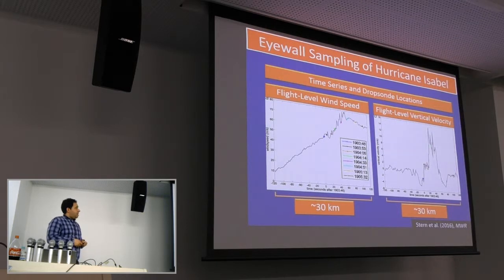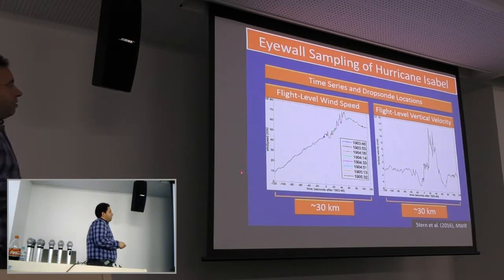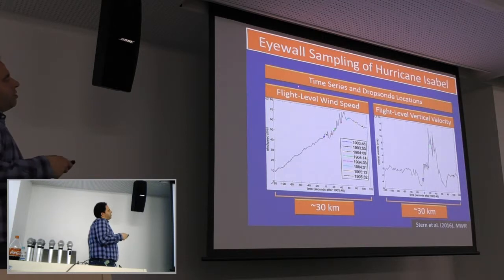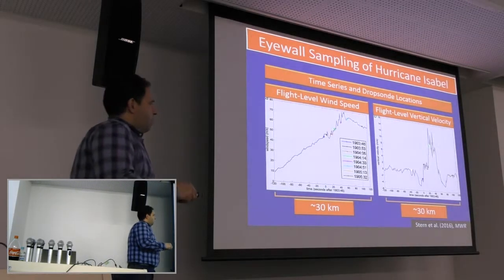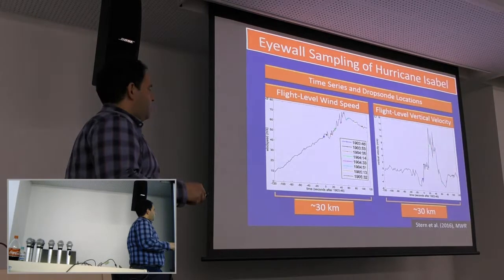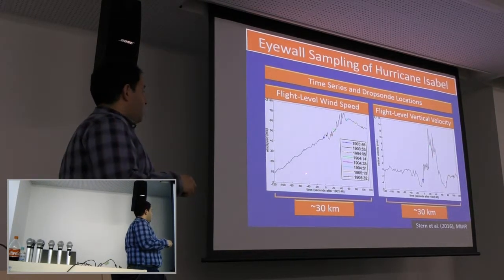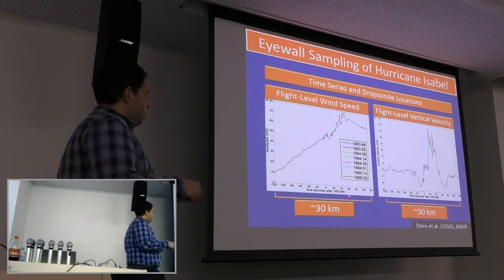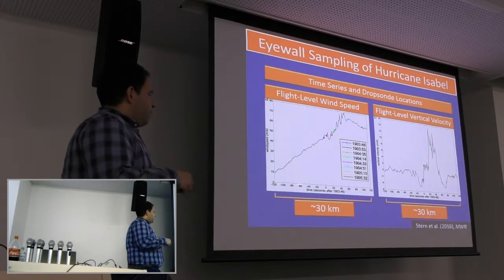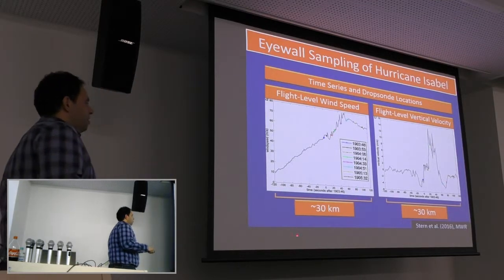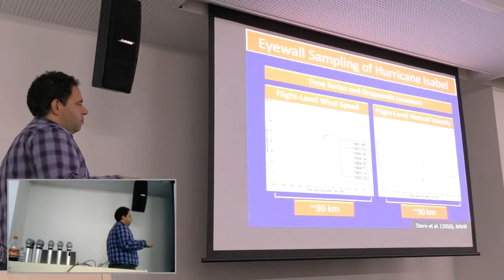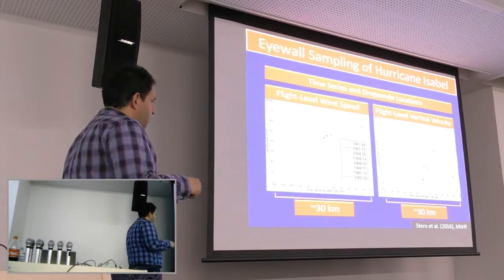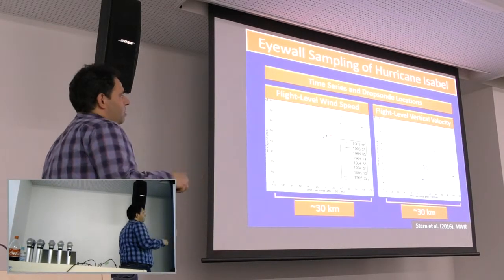And we can take a look at the flight level variables. So these are time series of flight level wind speed on the left, and flight level vertical velocity on the right, for this flight that I just showed you the radar for. So the scale here is 4 minutes of data, which is about 30 kilometers. So the eye is out here, and the wind speed is increasing radially outward.